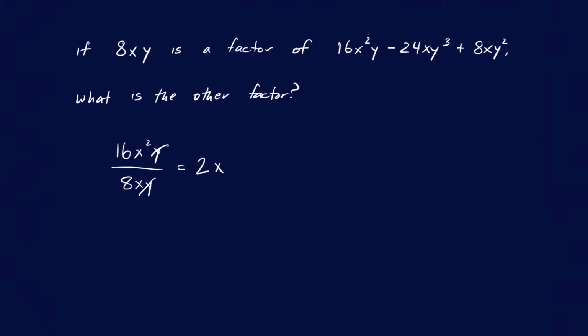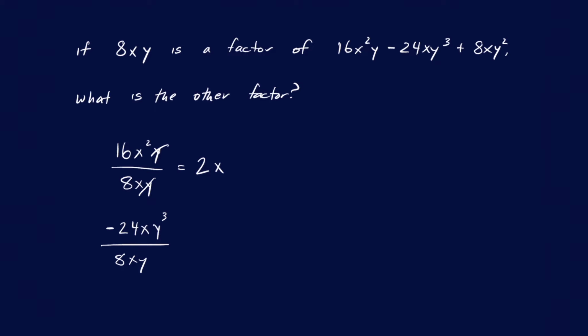Then we have negative 24xy cubed divided by 8xy. And the important thing to remember here is, instead of breaking this up into terms, I'm just going to write out the negative sign in front of the 24. Because then we can just throw everything together at the end and we'll get the right answer. We're not going to mess up any positive or negative signs.